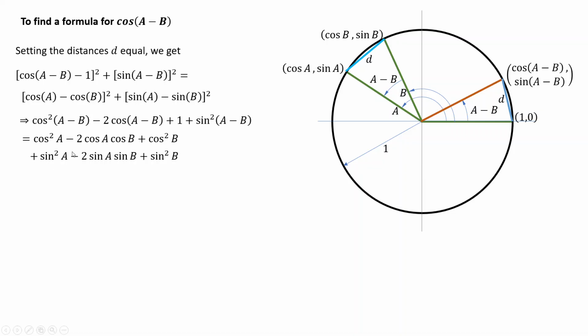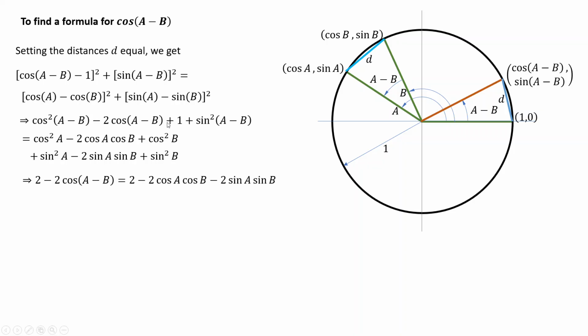But then we notice something interesting here. Let's take a look at the left hand side. Do we have a cosine squared of some angle plus sine squared of the same angle? For a second, let's think of A minus B as theta. Do we have cosine squared theta plus sine squared theta? Isn't that equal to 1? Aha, so that means we can replace this cosine squared of A minus B with a 1.